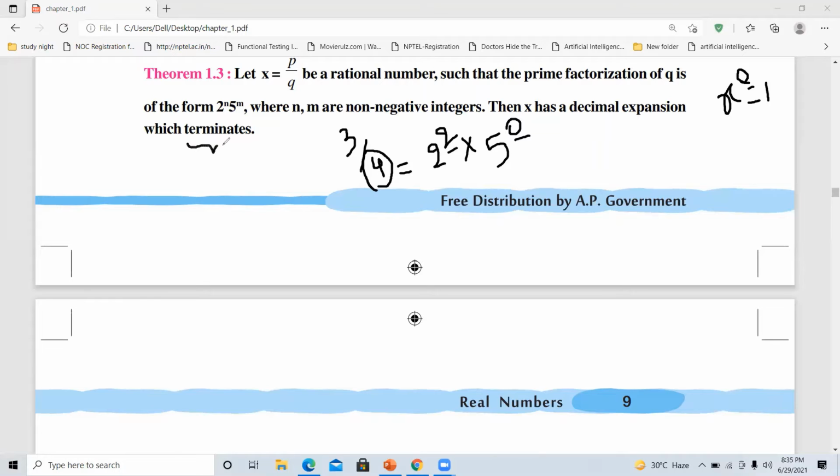Terminating means to stop after the decimal point. So let us check whether it is possible or not. Now we are dividing 3 by 4. It will happen like this. We all know that 4 will not divide 3, so we keep the 0. 4 0 0. We bring the 3 down. 3 minus 0 equals 3. And since we have the point here, we can keep the 0 here.